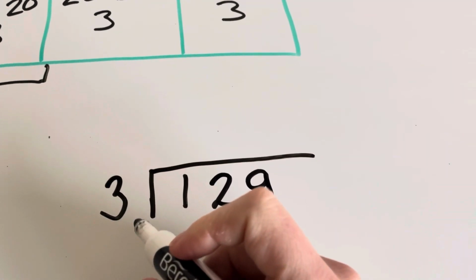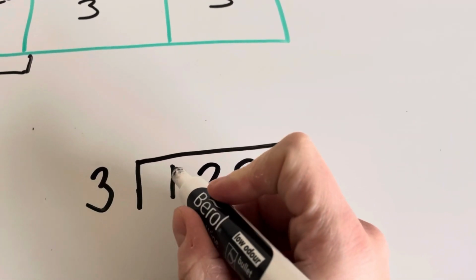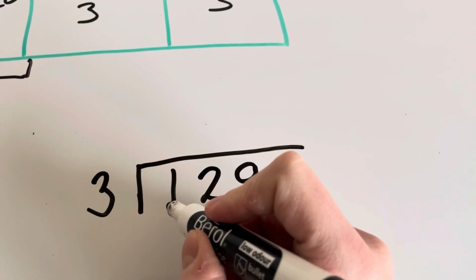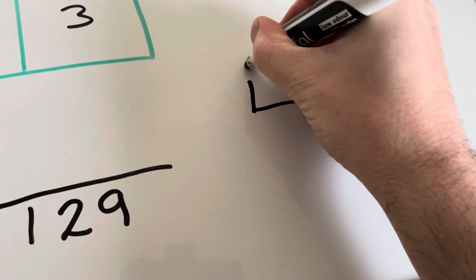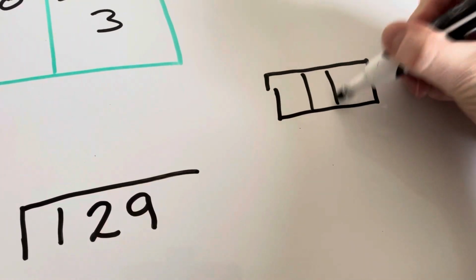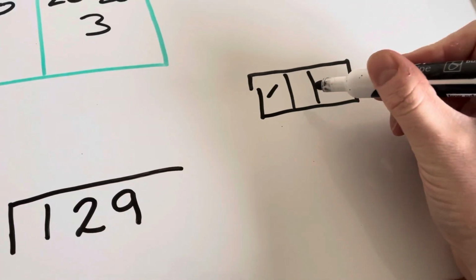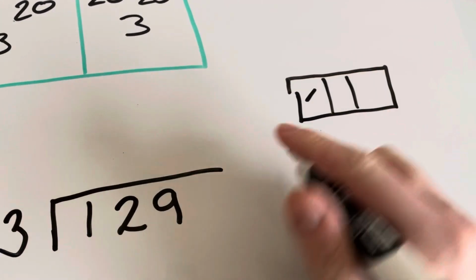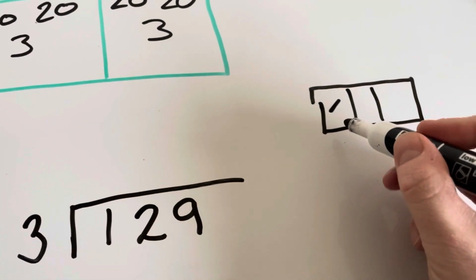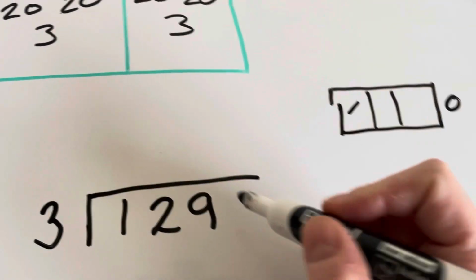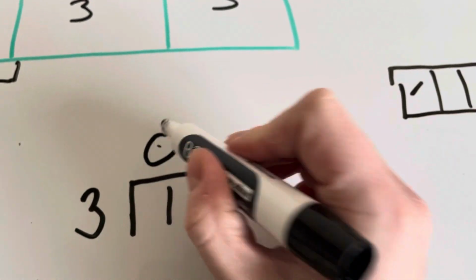So this time, we're going to start at the highest place again. We're going to try and share out 1 into 3 groups. So there's my box, 3 bits. I'm going to share out this 1 into 3 bits. Oh, I can't do that. Can I make a group of 3 with just 1 item? No, I can't. So how many groups of 3 have I got here? I've got none. So my 0 will go above here.